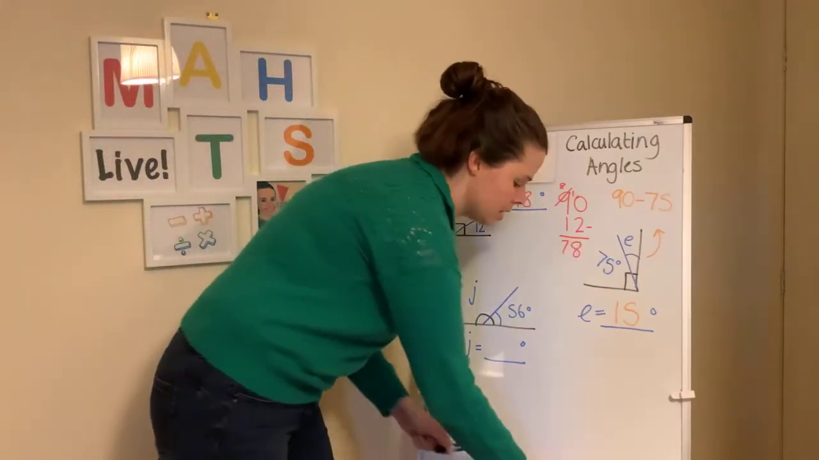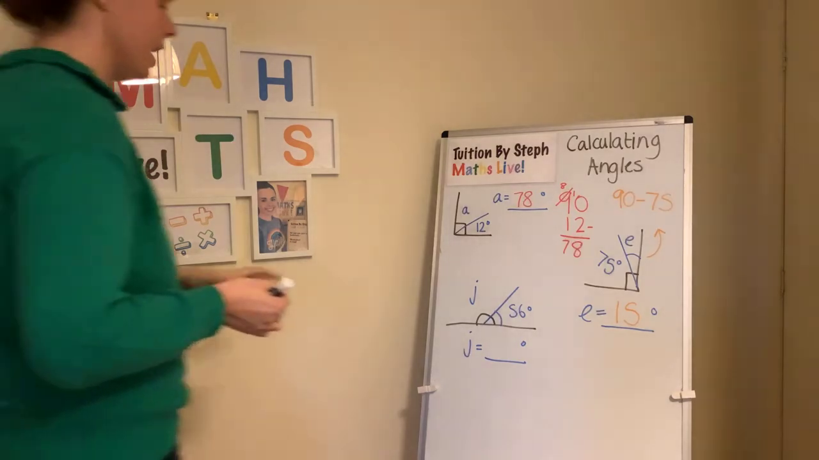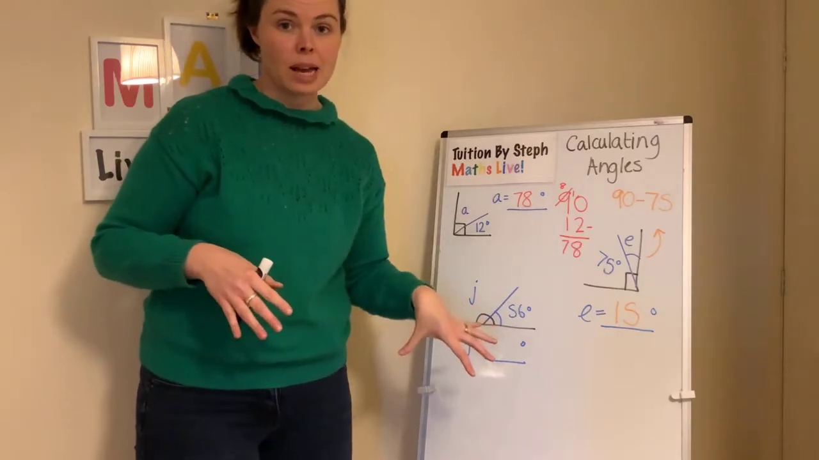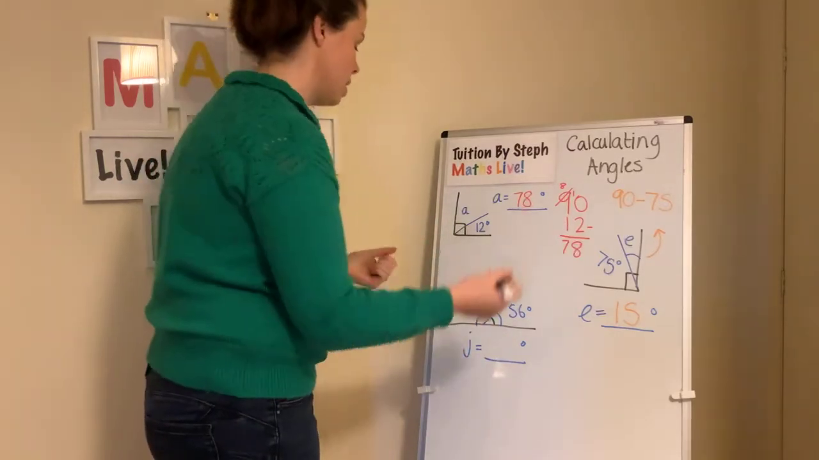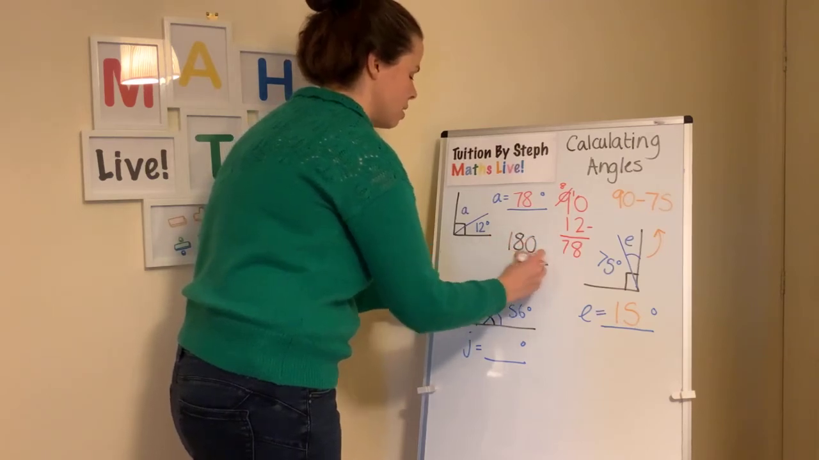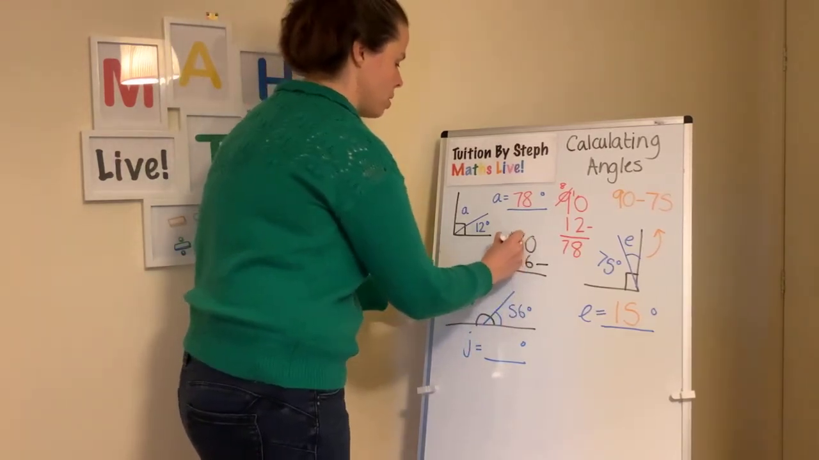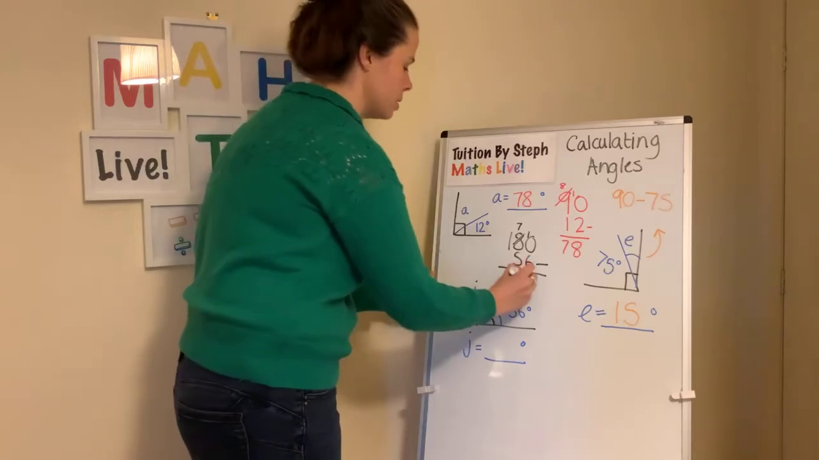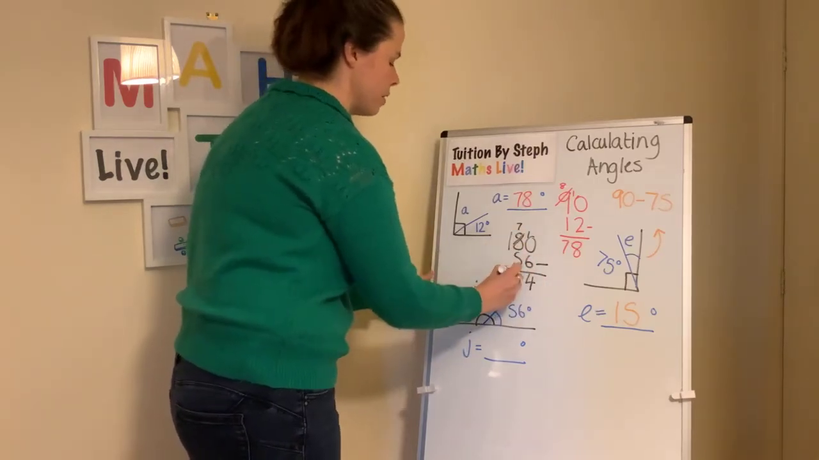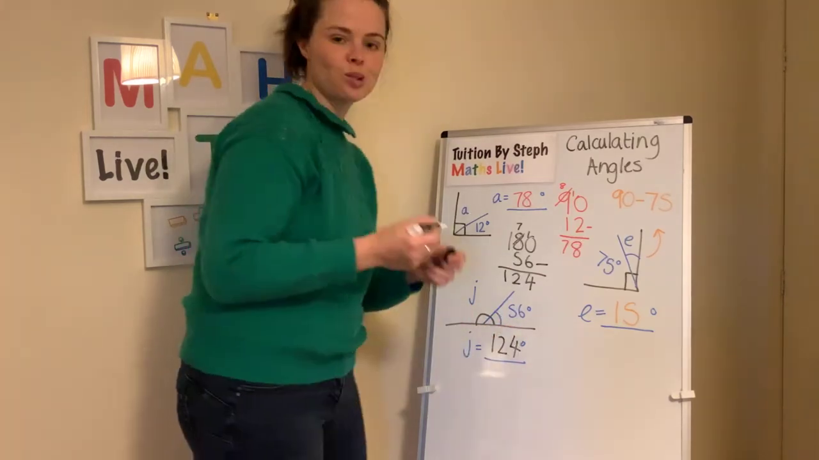Okay. Let's see if we've got any answers for the last one. Oh, yeah, got a few answers for the last one. Okay, so this one is out of a straight line, and the straight line is 180 degrees. So this time, we need to subtract 56 from 180. So we can't do the first bit. So 10 take away 6 is 4. 7 take away 5 is 2. You've got your 1 left. So it's 124 degrees. Well done.